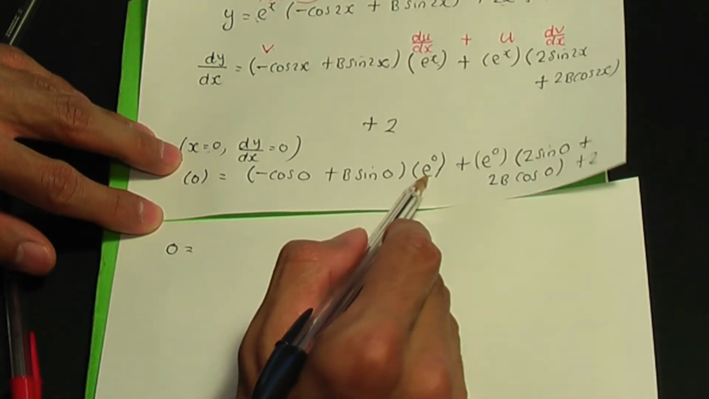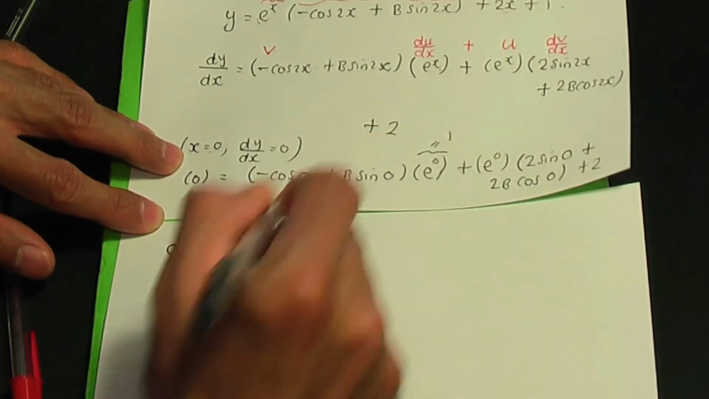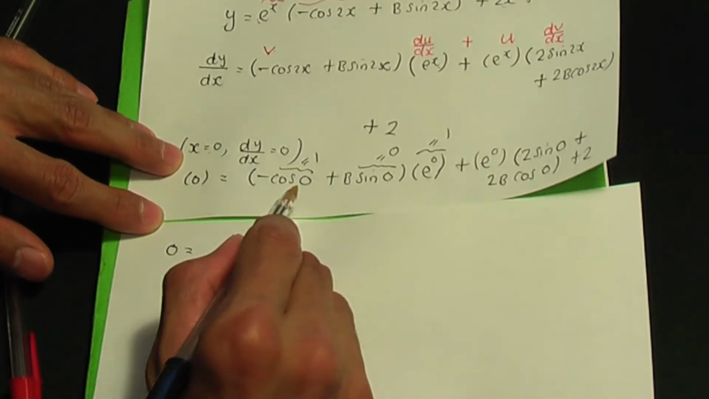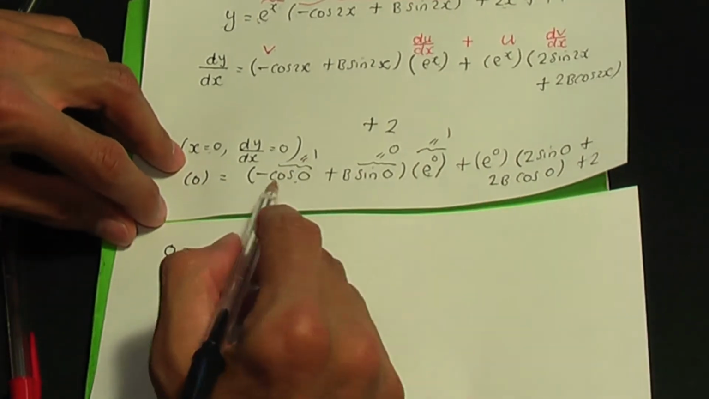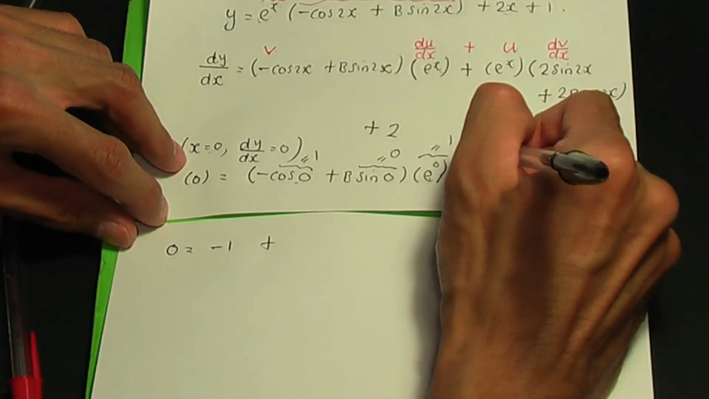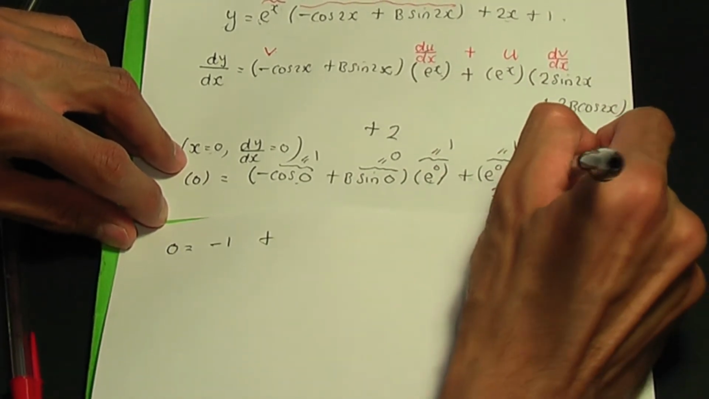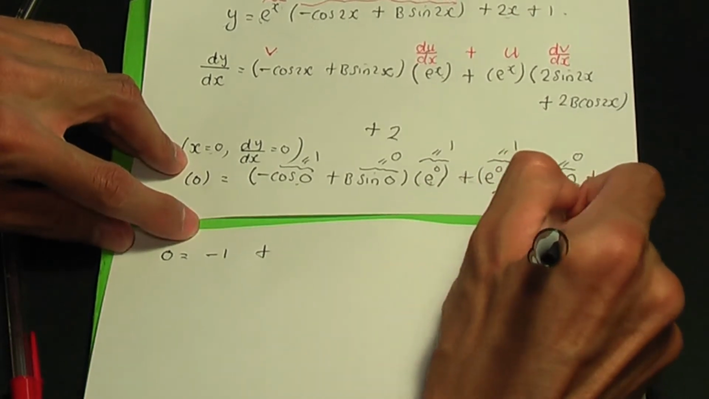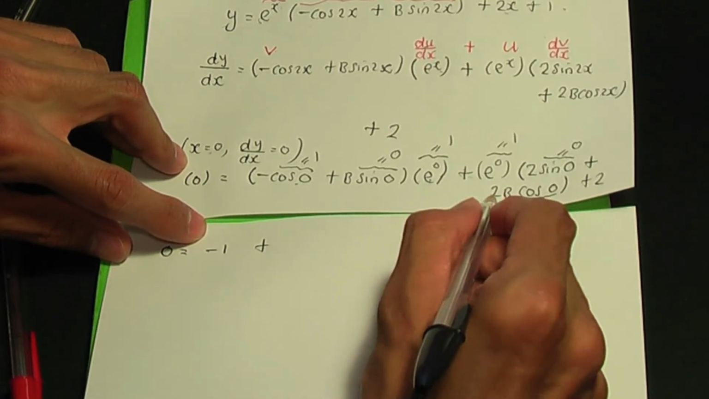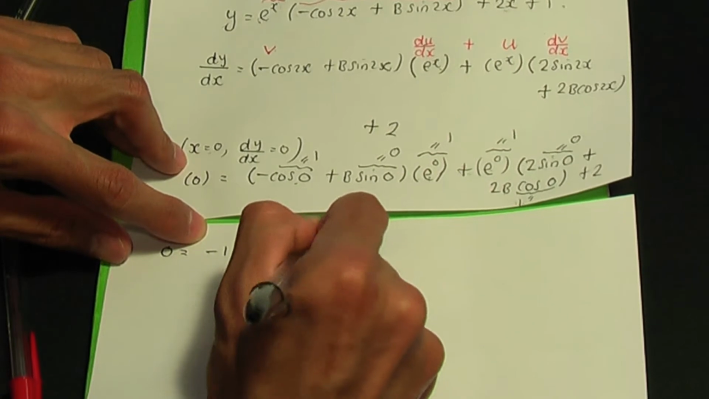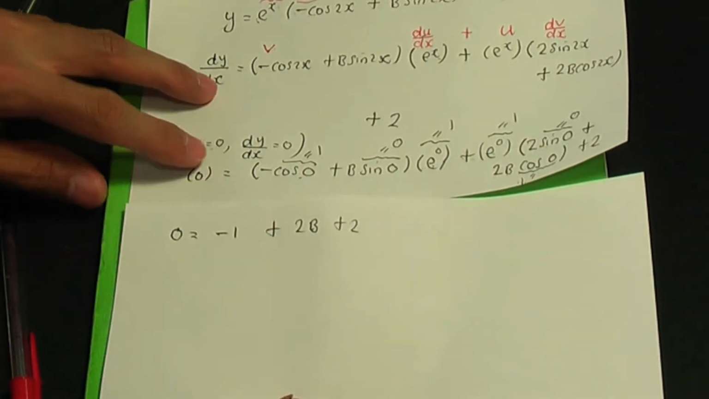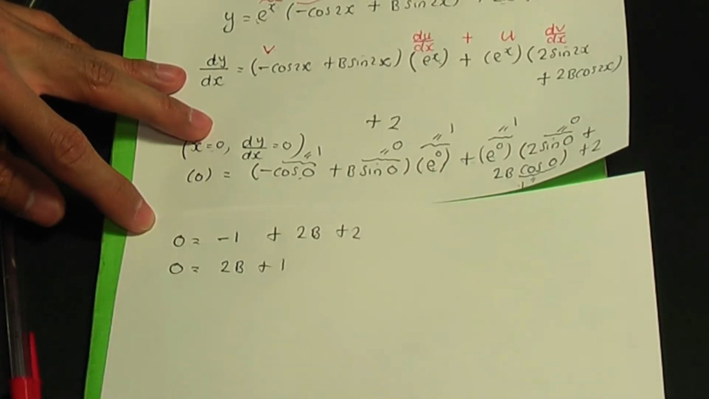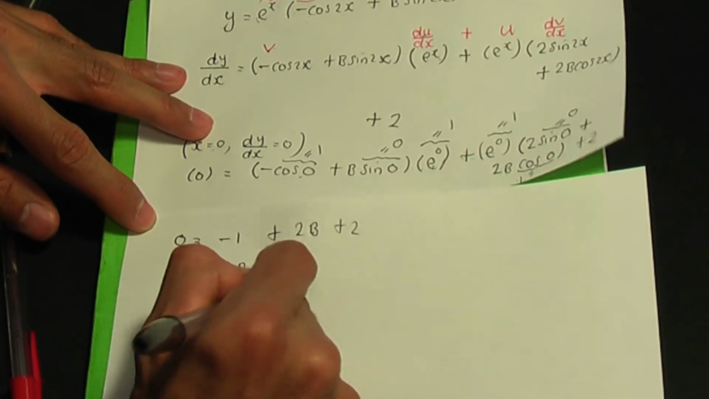Now bearing in mind e to the 0 is 1, sine 0 is 0, cos 0 is 1, we're going to have minus 1 times 1 from here, which is minus 1. Plus, now e to the 0 is 1, sine 0 is 0, so 2 into 0 is 0, plus 2b, and cos 0 is 1, so 2b times 1 is 2b, plus the 2 outside. If we simplify this carefully, we have 0 is equal to 2b plus 1, and if I rearrange, b is going to be minus half.